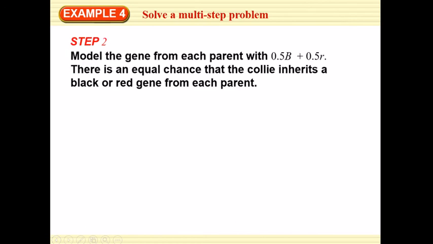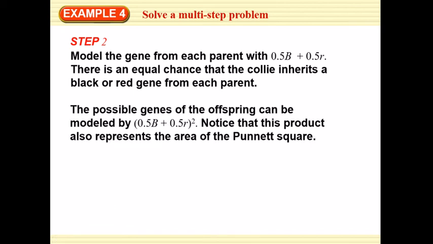Then step 2 here, make a model from each parent with 0.5b plus 0.5r. The reason why there's 0.5 is because half of each parent is black and half of each parent has that red gene. There is an equal chance that each collie inherits a black or red gene from each parent. The possible genes of an offspring can be modeled by (0.5b plus 0.5r) squared. Notice that this product also represents the area of a Punnett square.